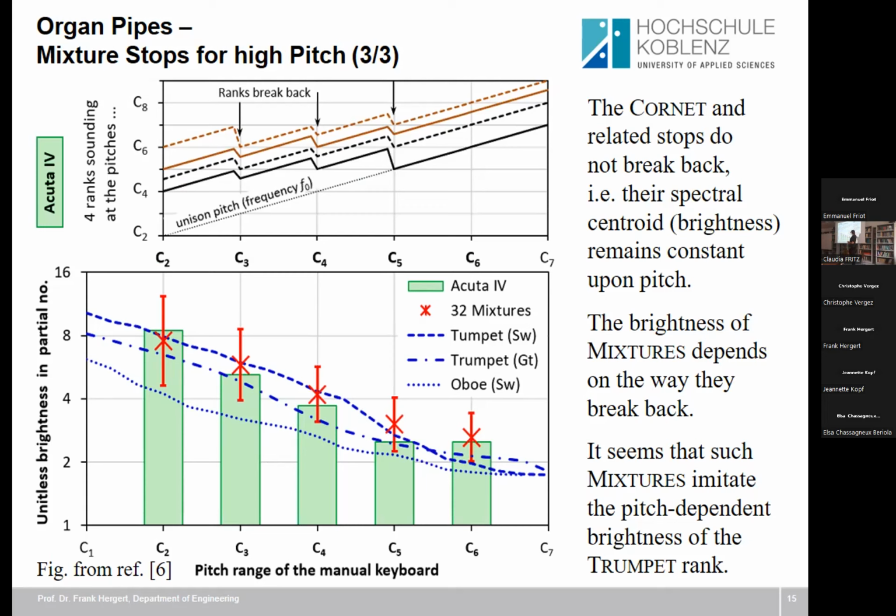And comparing this to my ranks, which I've modeled, then you see this behavior is also seen in the trumpet rank. These are 2 different ones. One is on the great division of the St. Anne's organ. One is at the swell division of the same instrument. And you see this looks very similar.